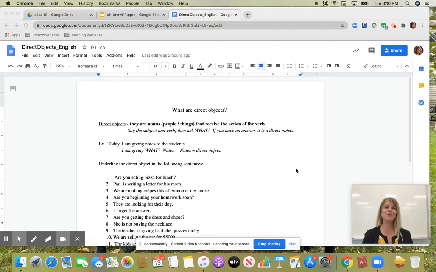Bonjour, c'est Madame Metzger, and today we are working on Allez, Viens Level 1, Chapter 10, and we are starting to learn all about direct objects, direct object pronouns, and where to put them, along with our unit on clothing.